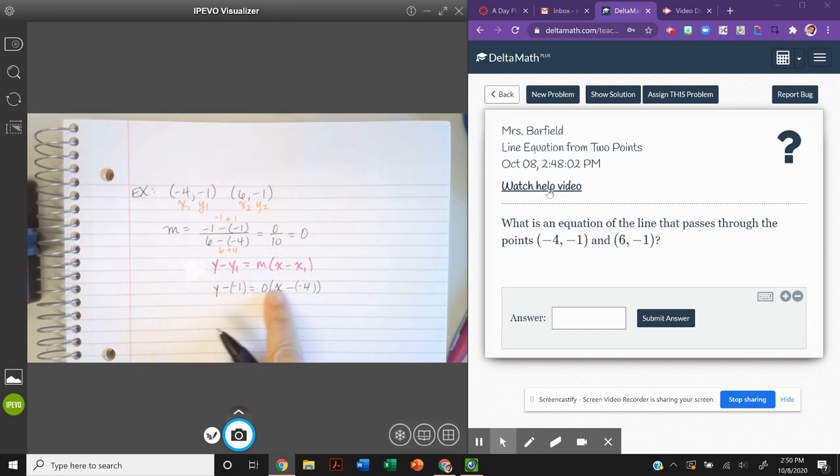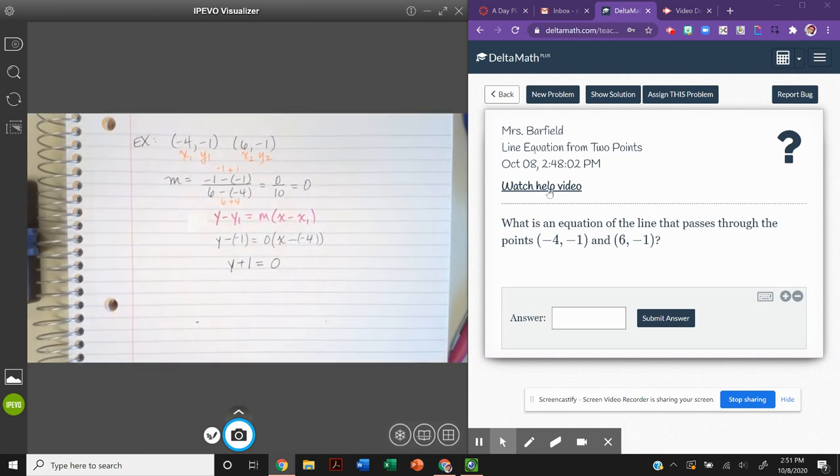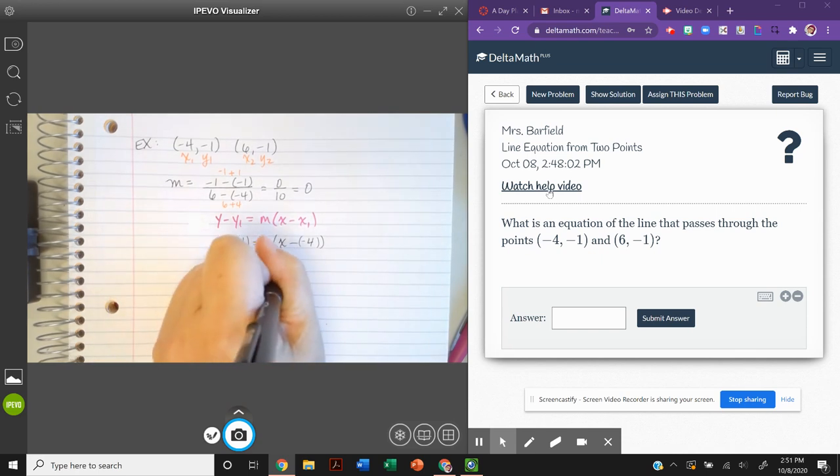Okay, now what makes this one really nice is it's really easy to solve because of this 0. So y minus -1 is y plus 1, and 0 times this x minus -4, that's just in fact 0. And so then I just subtract 1. So I get y equals -1, and that's the equation of my line.